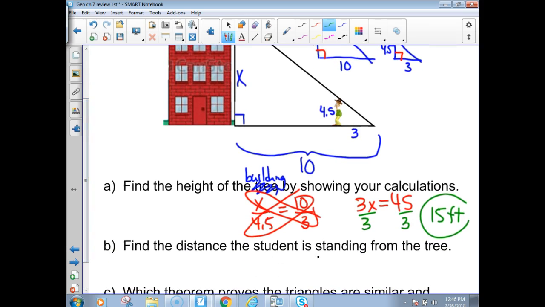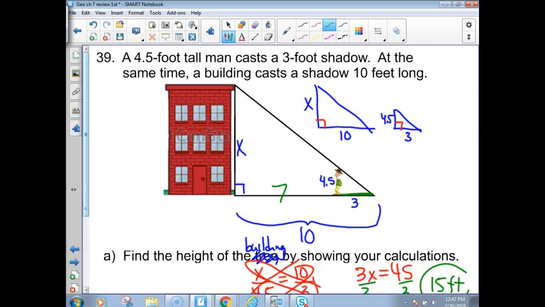Part B says find the distance the student is standing from the tree. Well, if the shadow is 3 feet here and the whole thing is 10 there, this would be, and it's not a tree, it's supposed to be the building. I guess we could have drawn a tree instead of a building. I don't know what happened there. It's a typographical error or something. So that would be 7 feet.